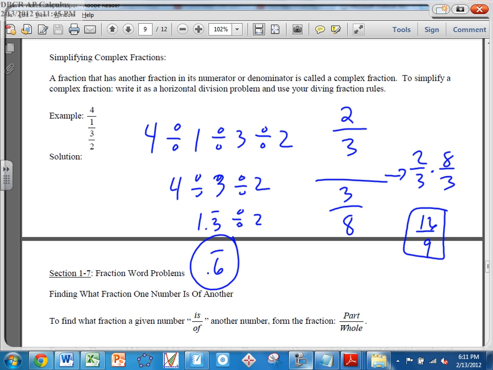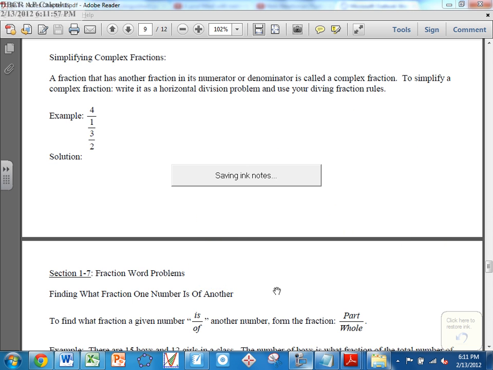Let's see, what else for this one? Anything else I want to discuss? No, it's good for now. All right, let's take a look at fraction word problems, please.